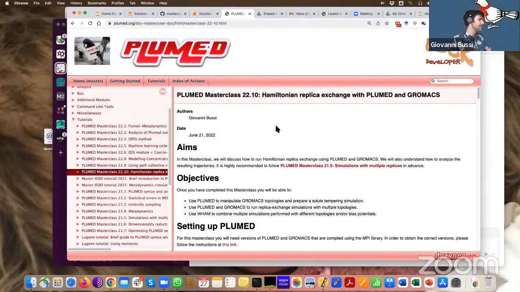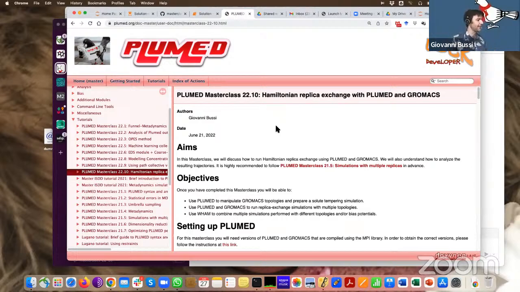So maybe something that you could do if you want to run this exercise a bit faster, you could prepare a setup. It should not be difficult. You could prepare a setup with fewer water molecules. But it doesn't make sense to do this exercise without water, so we have to cope with that.